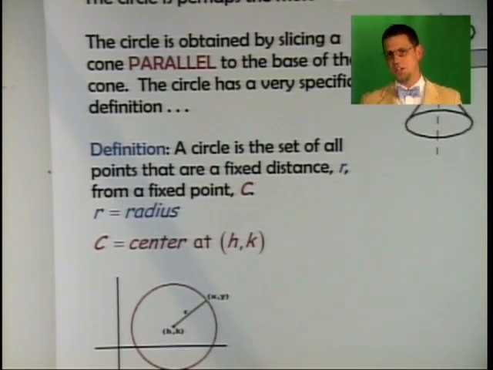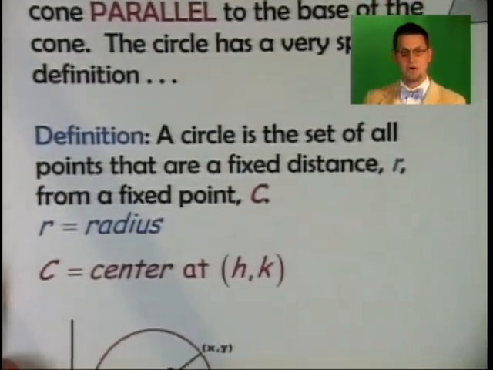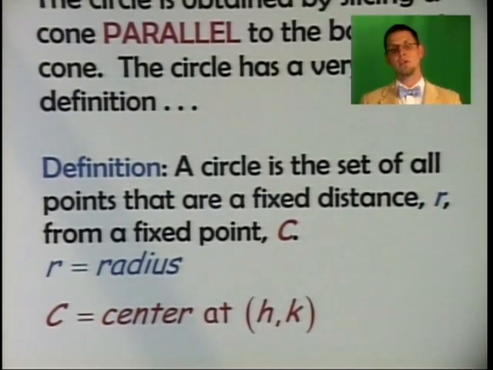Every conic section that we're going to be discussing has a precise locus definition. Locus, L-O-C-U-S, refers to an area or a region, or in this case, a set of all points. So here's the precise mathematical definition of the circle: the circle is the set of all points that are a fixed distance, which we'll call R, from a fixed point, which we'll call C. All the points that are a prescribed or fixed distance from a fixed point.